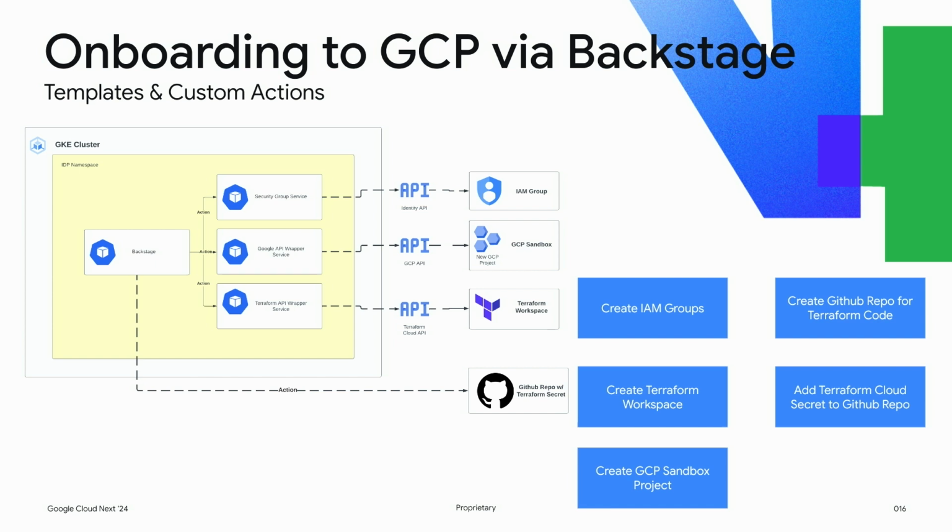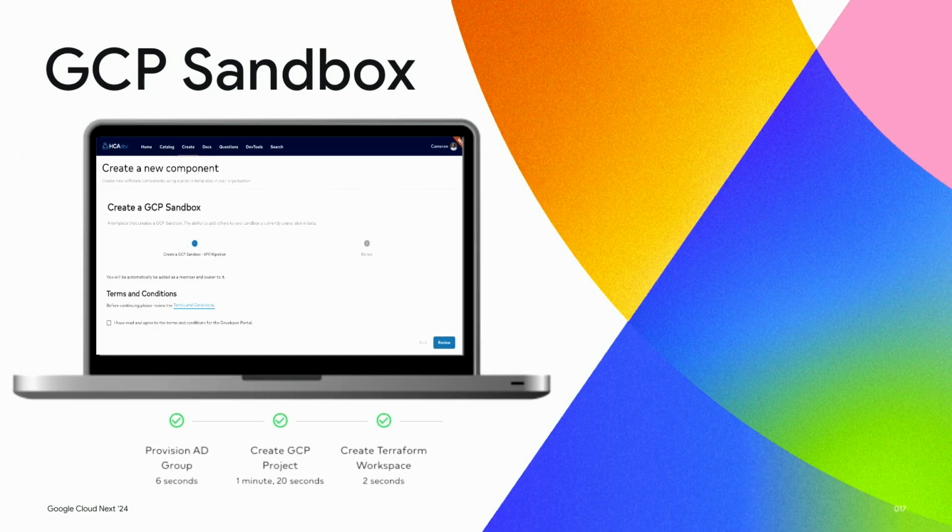Our first template was the GCP Sandbox template. We designed the GCP Sandbox template to create IAM groups, create a GCP consumer project outside the VPC, and create a Terraform Cloud workspace with infrastructure as code, GitHub repo already authenticated to the workspace. We also created 5 custom actions in Backstage, as well as the creation of 3 internally developed wrapper APIs that interacted with our identity provider, Google APIs, and Terraform Cloud. So there we had it, GCP sandboxes.